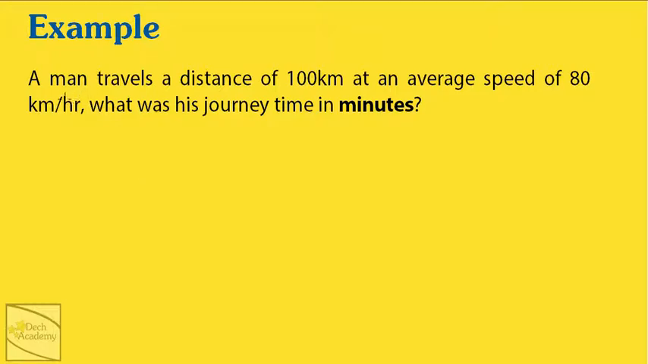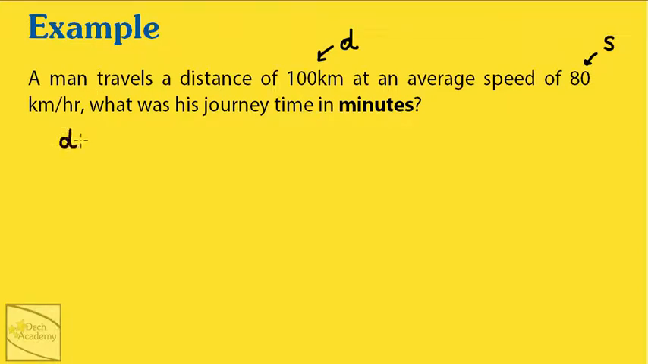So here's an example, and it says a man travels a distance of 100 kilometers, distance D, at an average speed of 80 kilometers per hour. So that's 80 kilometers per hour, which is a speed, so I'll write S. What was his journey time in minutes? So let's be careful here.